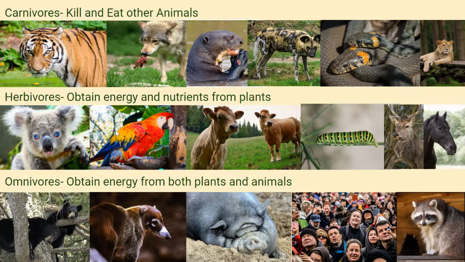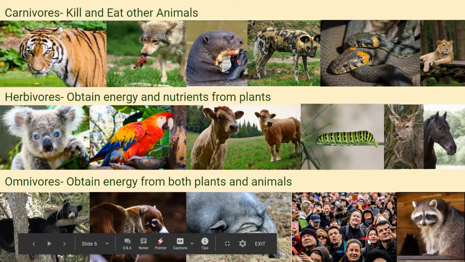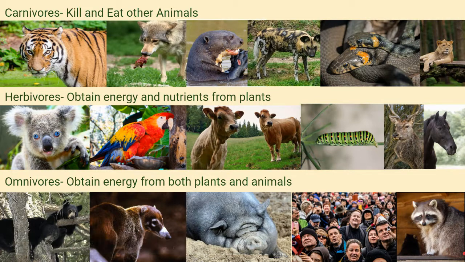We also have omnivores. Omnivores obtain energy from both plants and animals. So we, unless you are vegan, are considered omnivores. We eat both meat and plants. And so are all of these critters down here. So these are the three that people usually talk about: carnivores, herbivores, and omnivores. They eat meat, they eat plants, or they eat both.